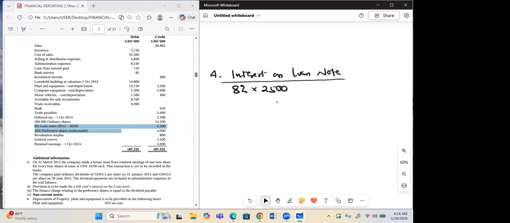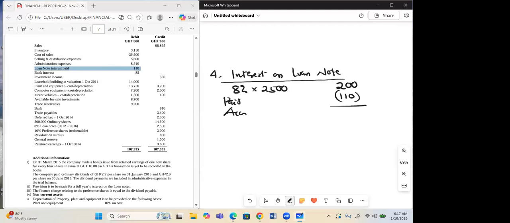200 cedis. So 8% of that is 200 cedis. Now, once they are telling you to provide for a full year's interest, it means it's possible they paid some of the interest. So look through the trial balance. If they paid some of the interest, can you see loan note interest paid here? Yes, 110. Loan note interest paid is 110. It means that out of the total 200, they paid 110. So the rest will be an accrual. Is that clear?